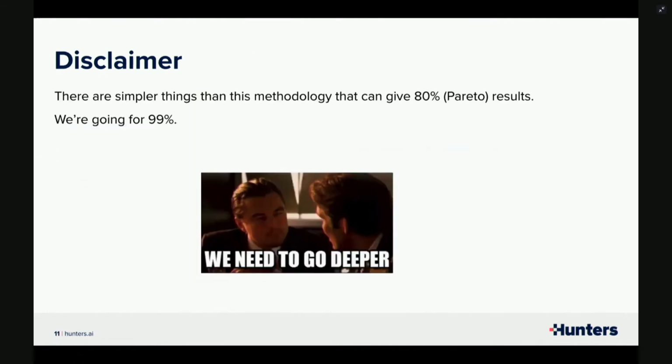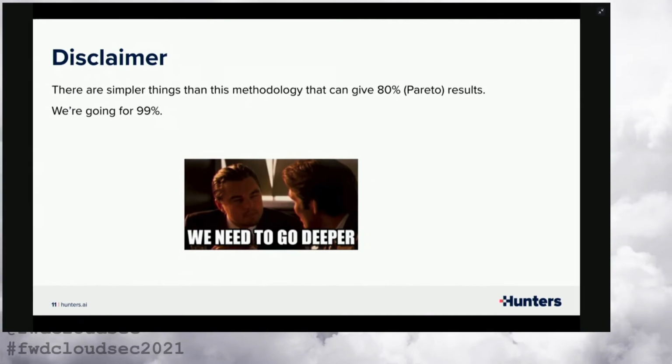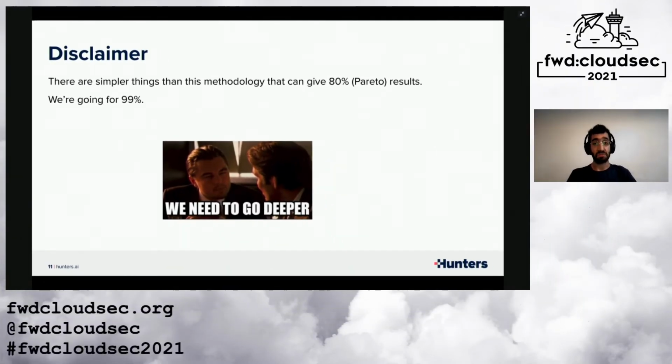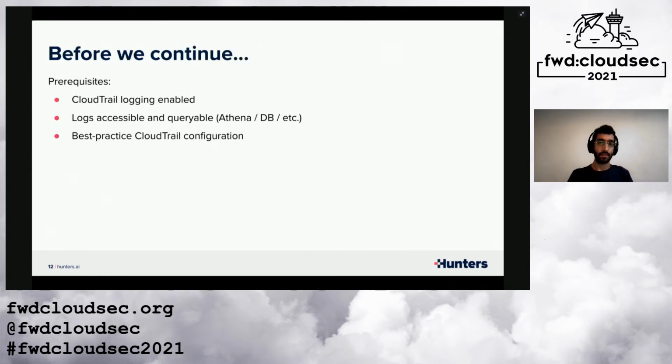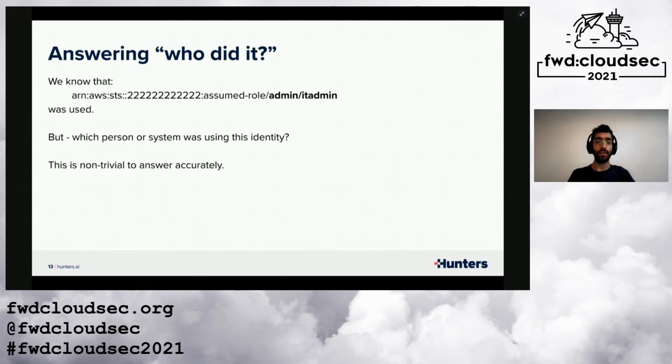All right, so first of all, a disclaimer. There are plenty of ways of achieving the results that we're trying to achieve here much easier, that'll give good results, but we're really going for the most accurate way we can that doesn't depend on any external services and that just relies on CloudTrail logs. And as a start, we must have all our CloudTrail logs accessible and queryable, but I won't go into that for now. Okay, so who did it?